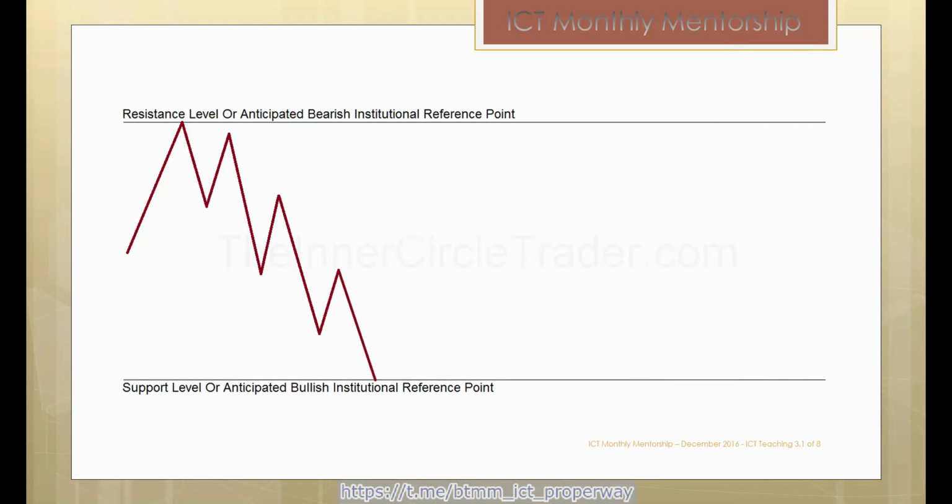As price hits our longer-term support level, or anticipated bullish institutional reference point, which could be an old high, it could be an old low, it could be a bullish order block. Many opportunities to frame that idea, but whatever that is that forms your idea for support, this is the objective that you'd be reaching for. As price hits that level, we would be collapsing our trade and moving to the sidelines waiting for new developments.